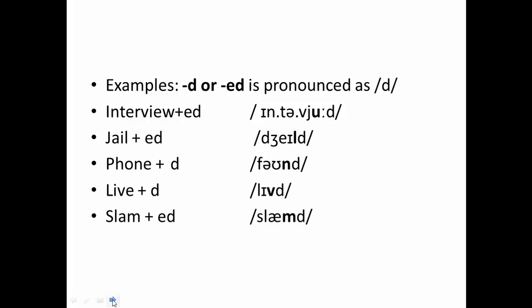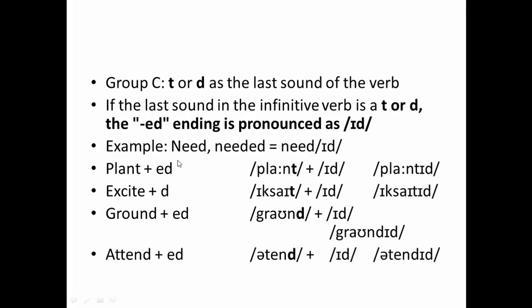Okay, then there is a third category. In this category, we put all the verbs that end in t or d. This is a totally different category. And you yourself will realize that while pronouncing, we actually apply this rule, but we don't know the reason behind it. So if any of the verbs end in t or d, this ed would be pronounced as id. Look at this word plant, ending in t, excite ending in t, ground ending in d, attend ending in d. So what happens when we add this ed or d to these verbs? They will become planted, excited, grounded, attended. So in flow, they will be pronounced as planted, excited, grounded, and attended.